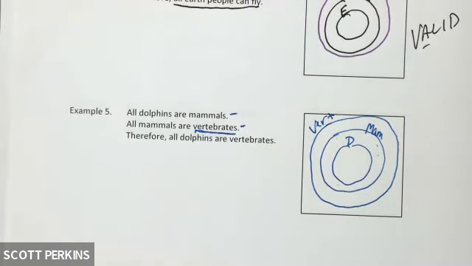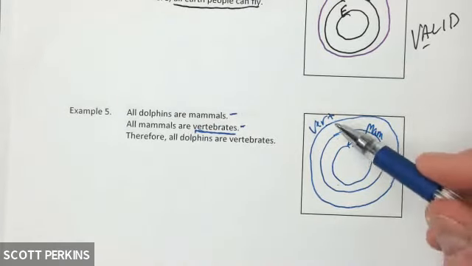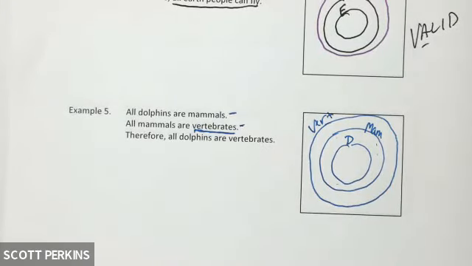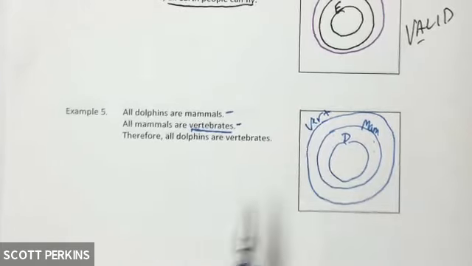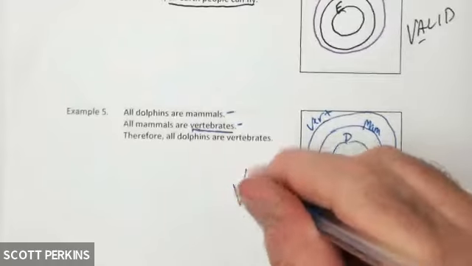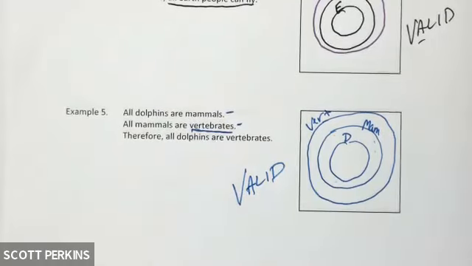Okay, so there's no other way I can draw that because the vertebrate circle has to go around. It doesn't go through the circle. There's no other options. So therefore, does that diagram represent that all dolphins are vertebrates? Yes, it does. It's a valid argument. Okay, fantastic. Just a couple more.